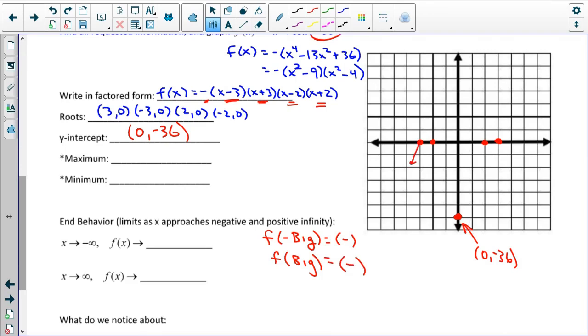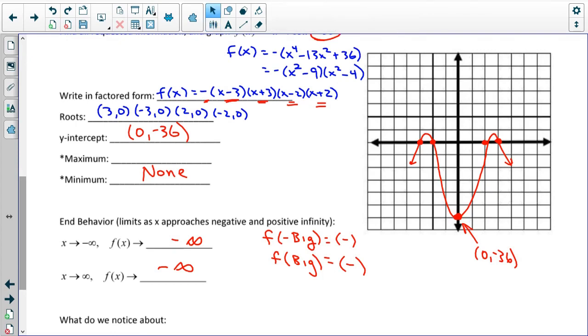So my end behavior looks something like this. Negative infinity both sides. So it'll look something like that on my graph. I'm not going to have a minimum value because it goes off to negative infinity. The y values do in both x directions, but I will have a maximum for this graph.